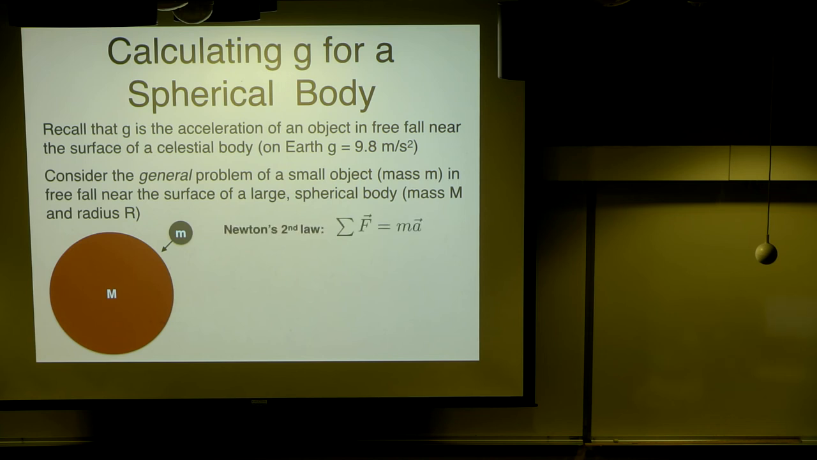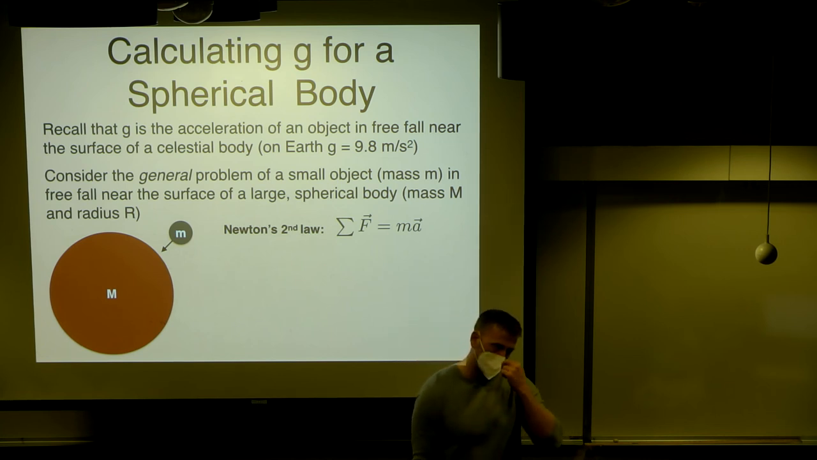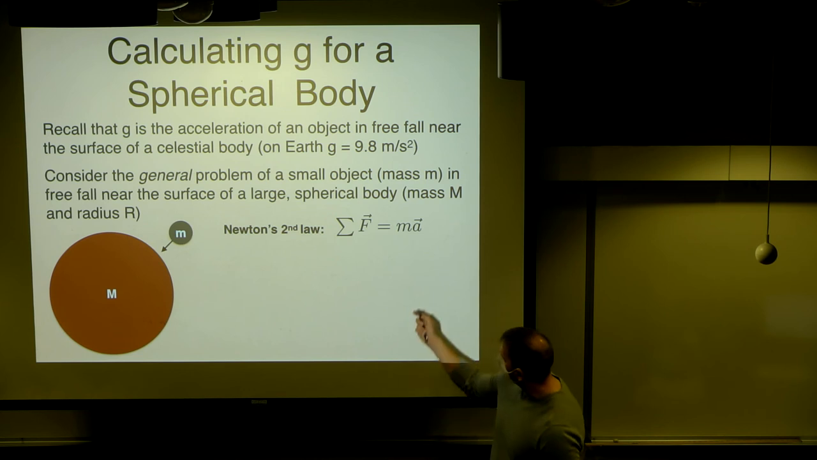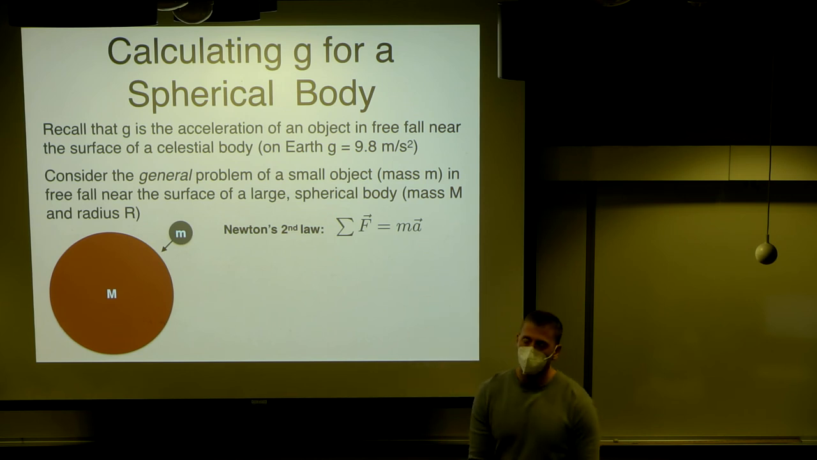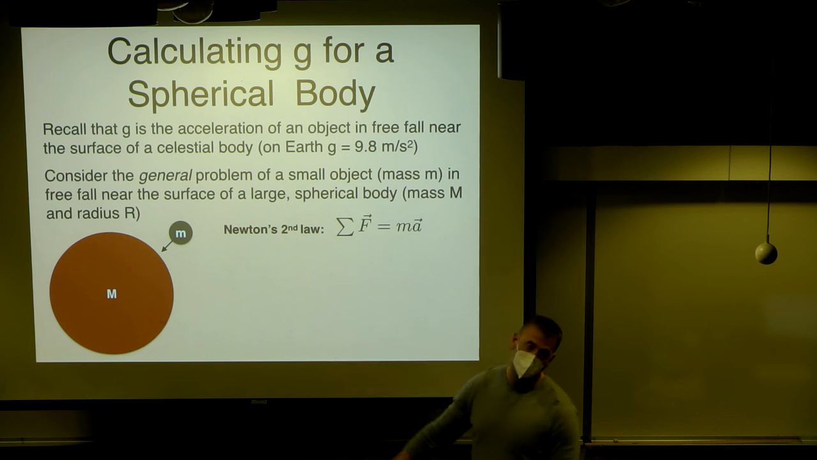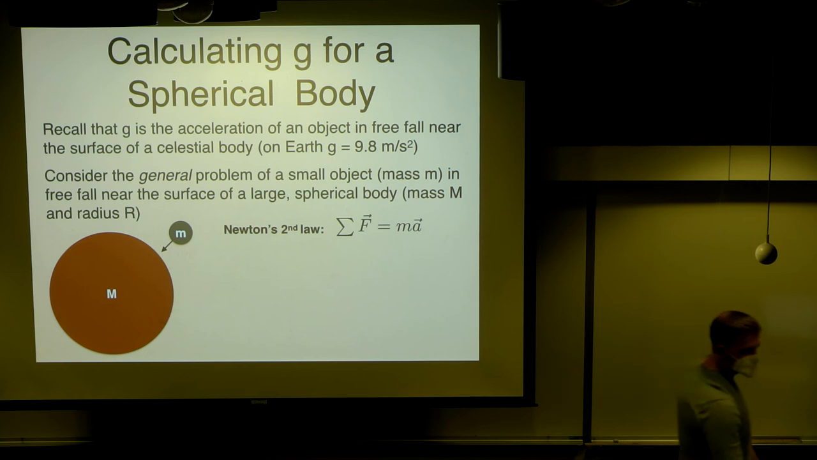So what we'll do is apply Newton's second law to this object, which is F equals ma. But we have to be careful. This whole time, we've been putting v squared over r in for the acceleration. We're not doing that here because we're not talking about a circular orbit. We're just talking about falling to the surface of the body.